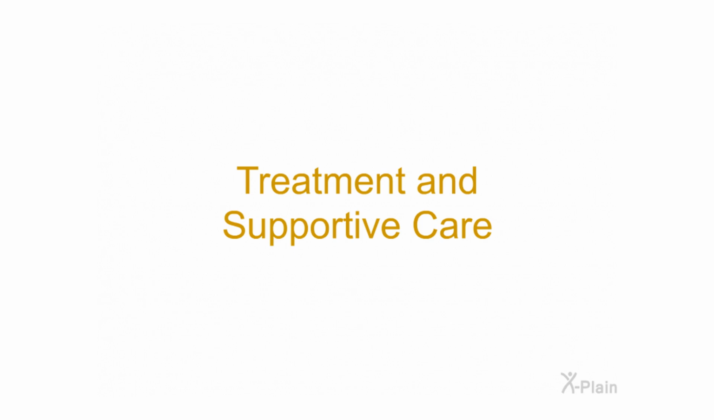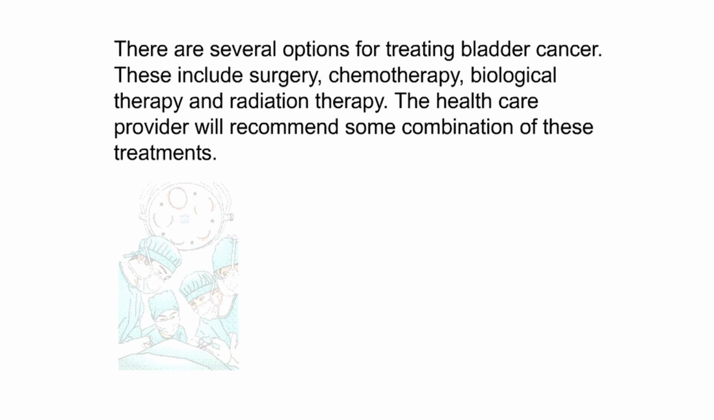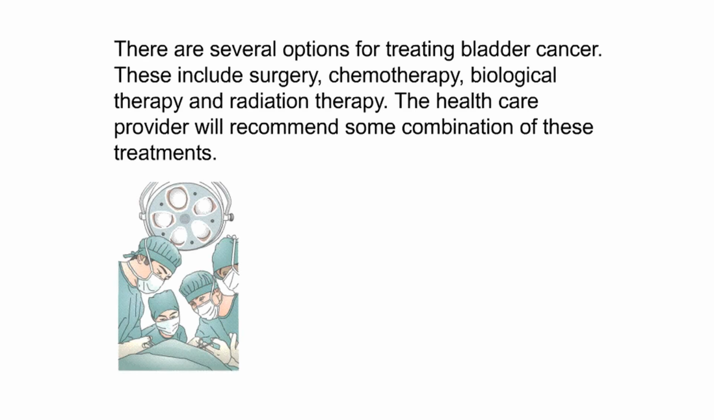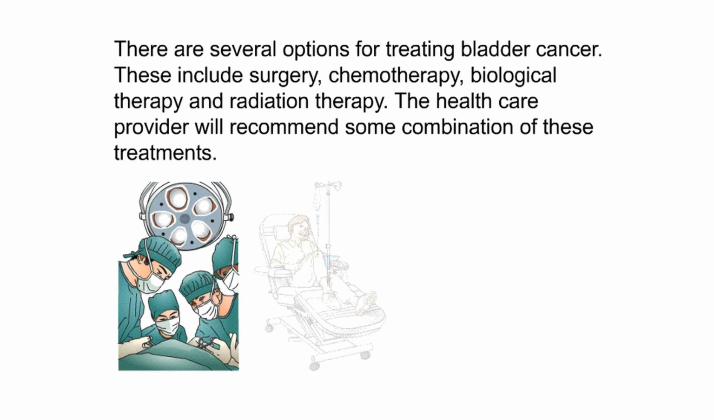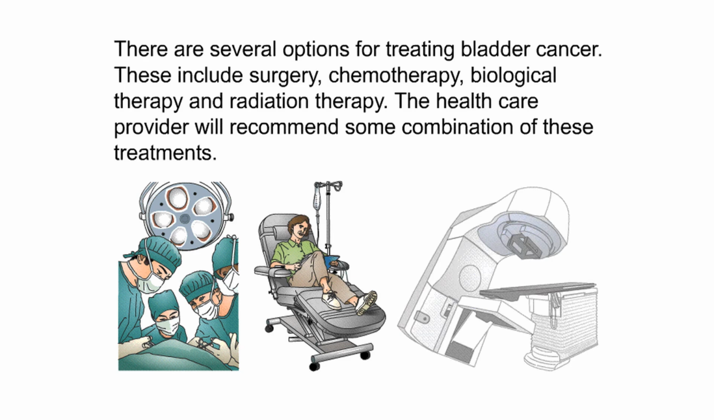Treatment and supportive care. After diagnosis, healthcare providers recommend treatment based on the following: the location of the tumor in the bladder, the grade of the tumor, the stage of bladder cancer, and the general health of the patient. There are several options for treating bladder cancer. These include surgery, chemotherapy, biological therapy, and radiation therapy. The healthcare provider will recommend some combination of these treatments.